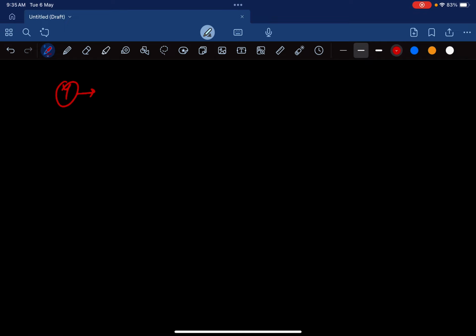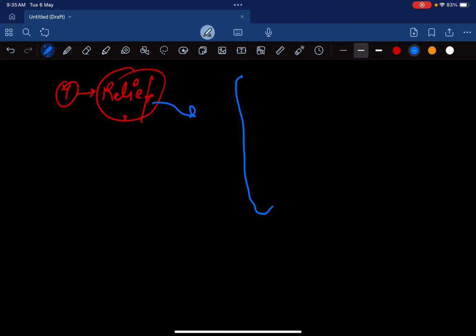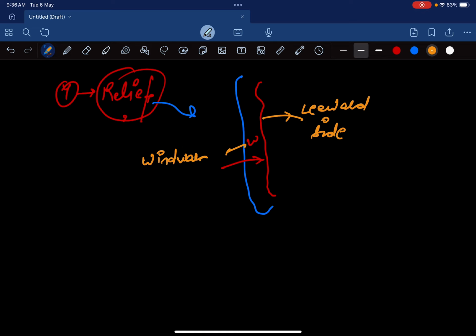Fourth is relief. We all know, let's say, this is the Western Ghats. So this will be the windward side and this will be the leeward side. On the windward side, the air containing water rises up, condenses, and sheds its water on the windward side. That's why the leeward side doesn't get much water.